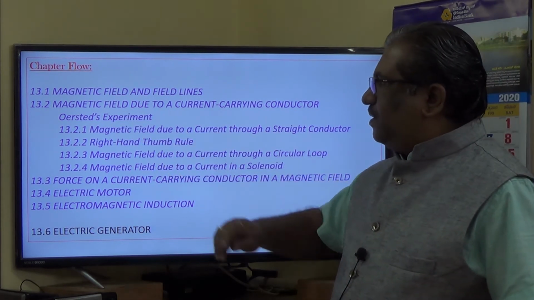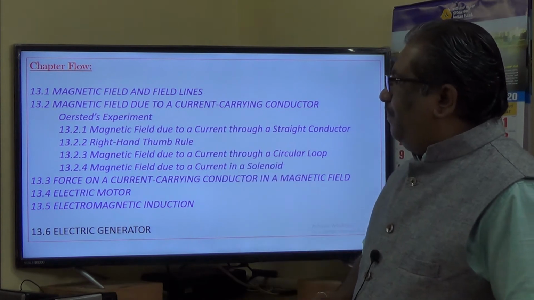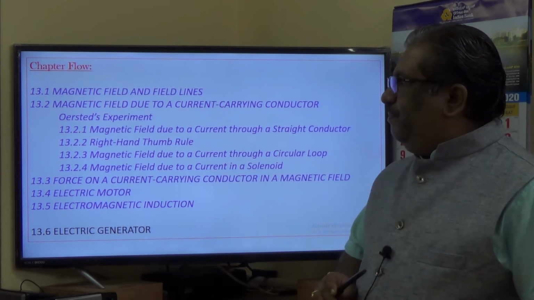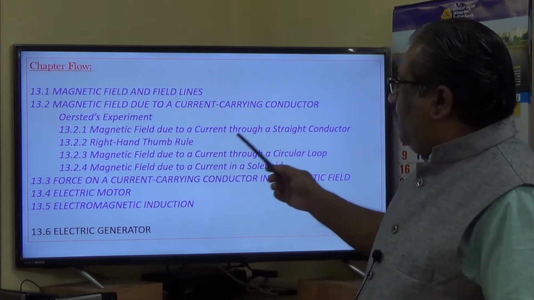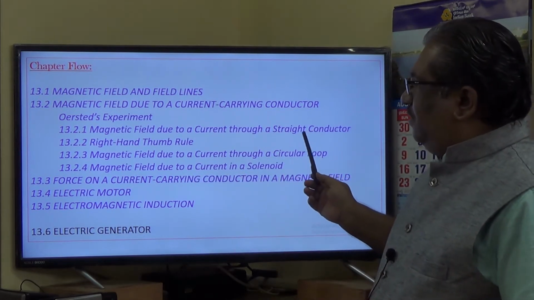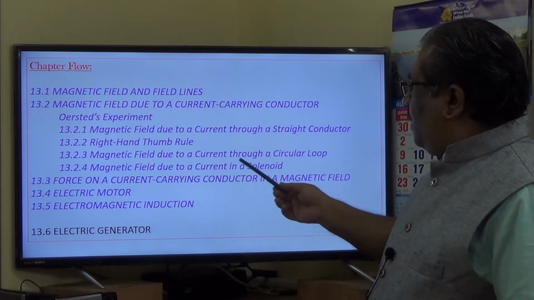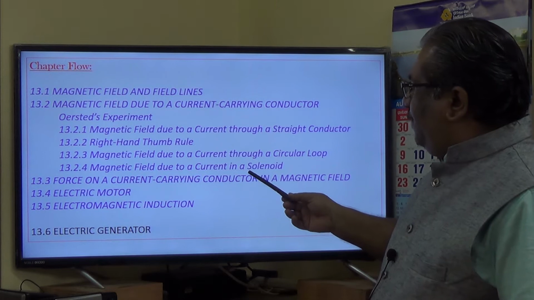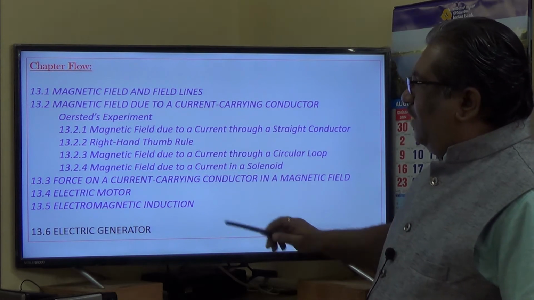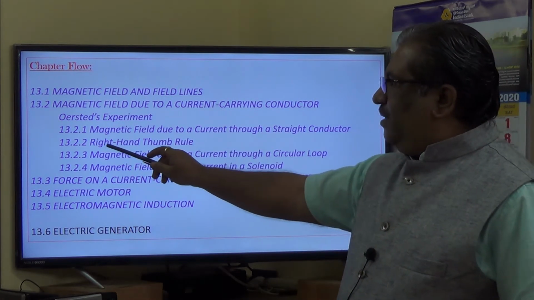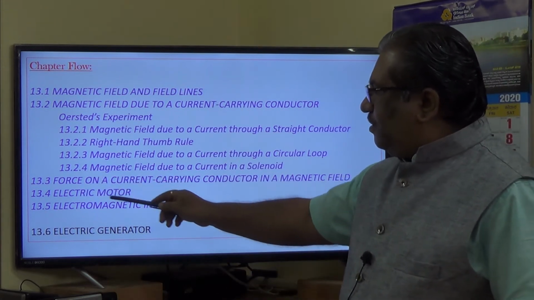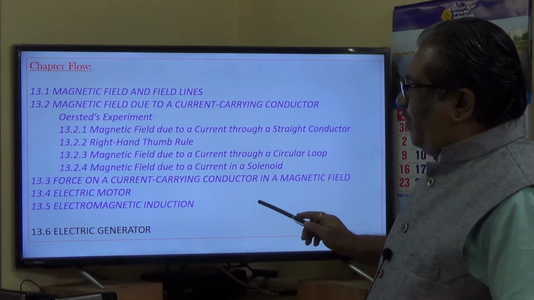Oersted's experiment forms the basis for this chapter, which establishes the relationship between electricity and magnetism. Magnetic field due to a current through a straight conductor, magnetic field due to a current through a circular loop, and magnetic field due to a current through a solenoid. And of course, with straight conductor, there is going to be a right hand thumb rule which we are going to study. And then comes force on a current carrying conductor in a magnetic field.